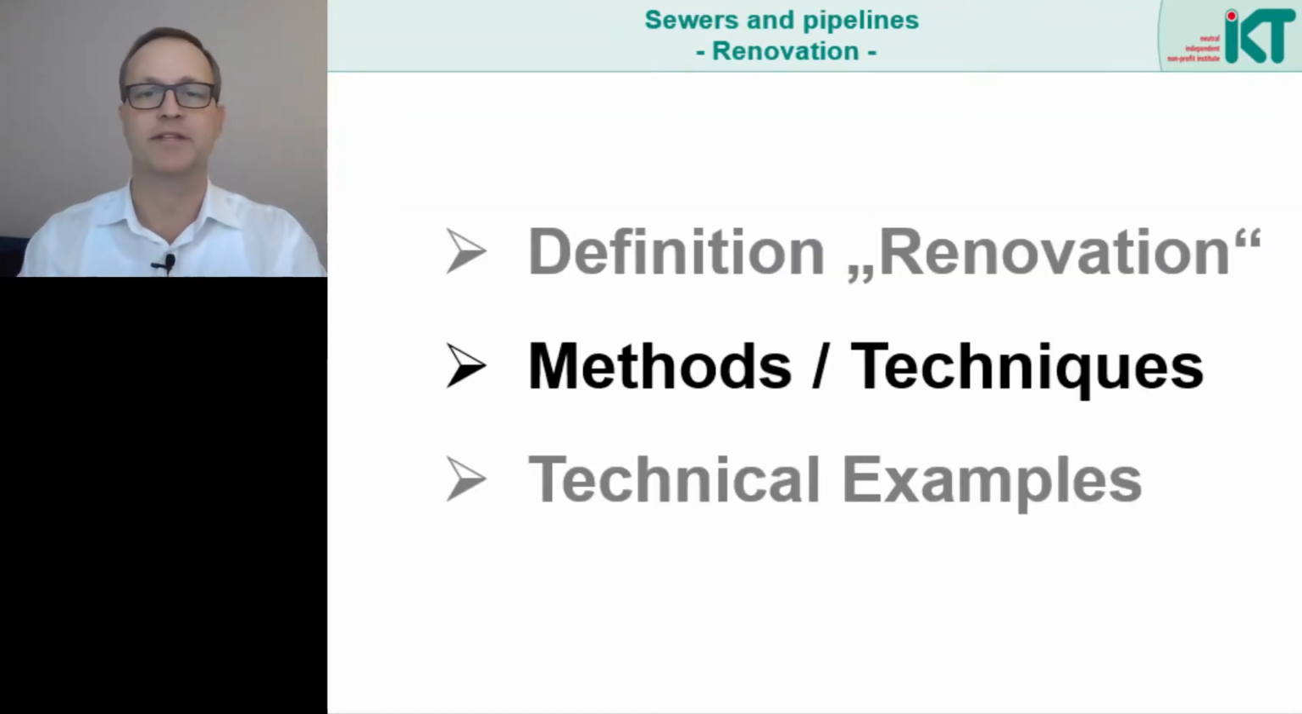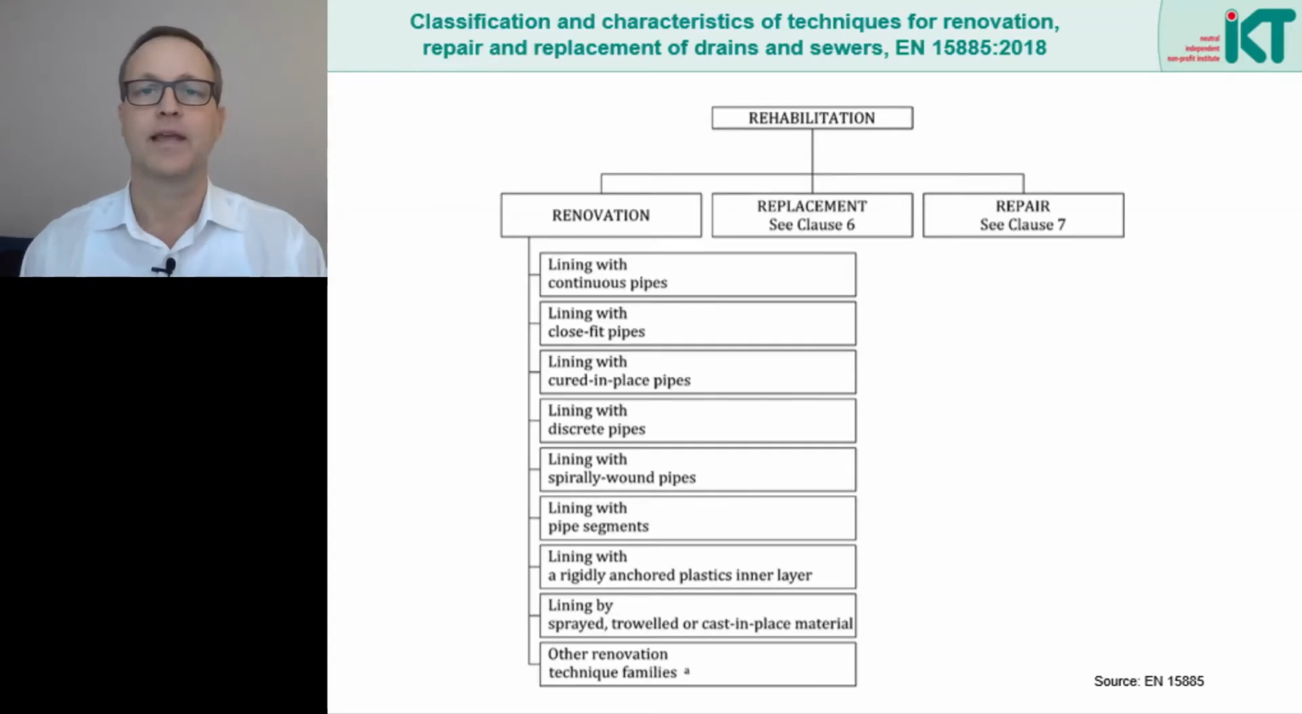But which methods can we use for renovation? What groups of methods are there? Here we see a listing from EN 15885. Renovation is divided into 8 essential subgroups here. Finally, there is a general reference to other groups of renovation methods that are not classified in the standard. All method descriptions start with the term lining. So the sewer is to be improved over its entire length.